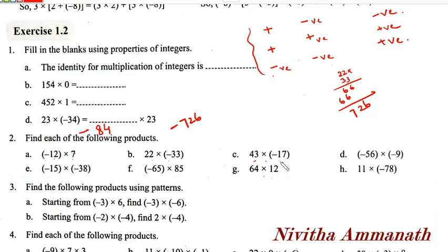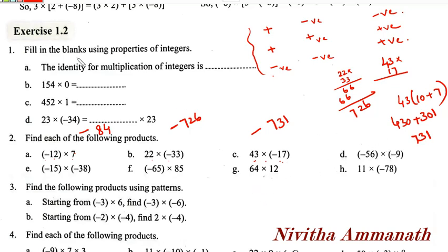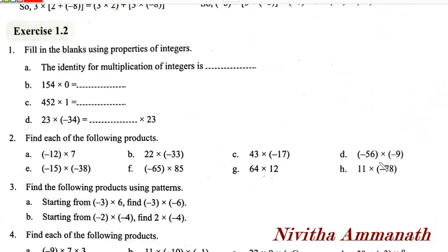Now next one is 43 into minus 17. One is positive and one is negative. So the answer will be negative. Then 43 into 17. How to do? You have to do 43 into 10 plus 7, right? So it will be 430 plus 7 threes are 21, 4 sevens are 28 plus 2, 30, 301. So it will be 731, right? So the answer is negative 731.